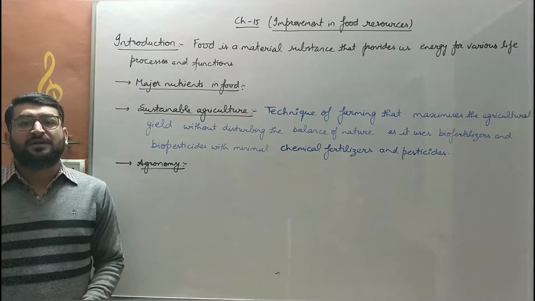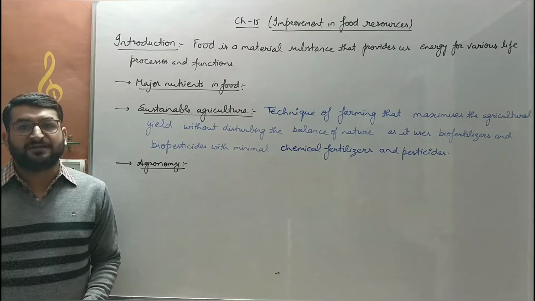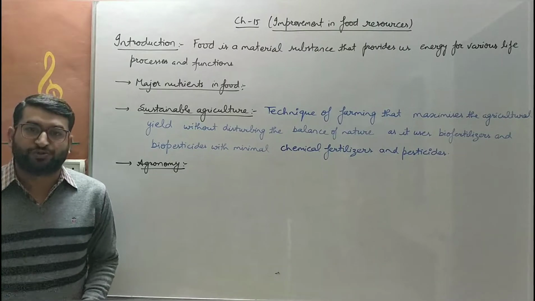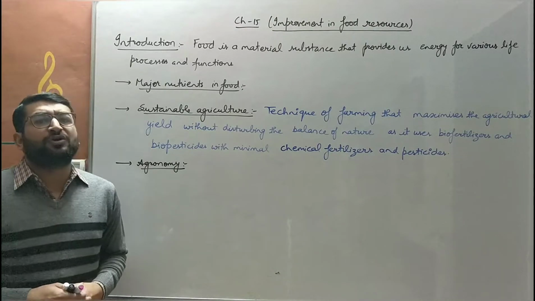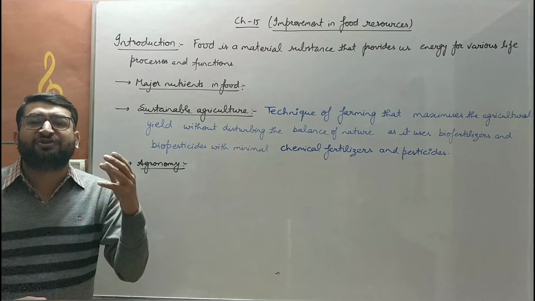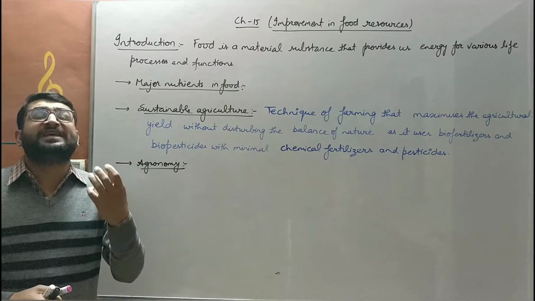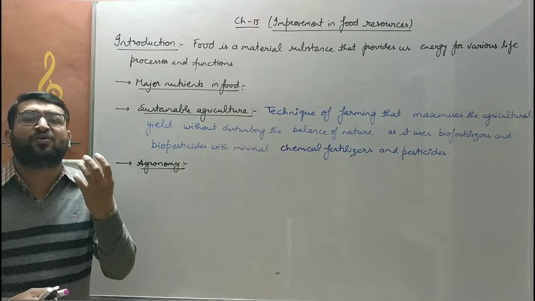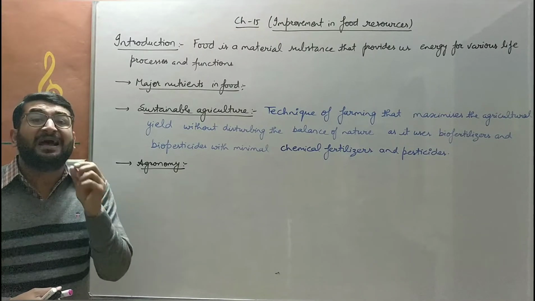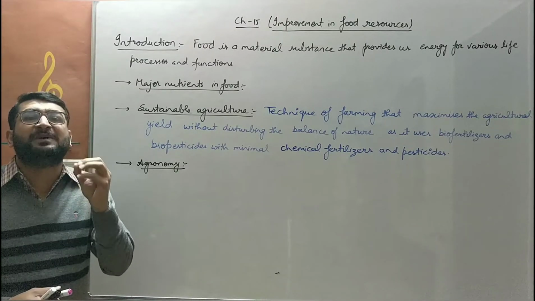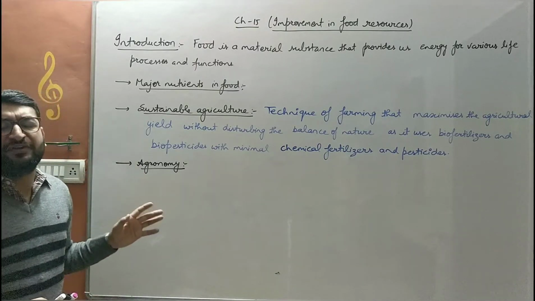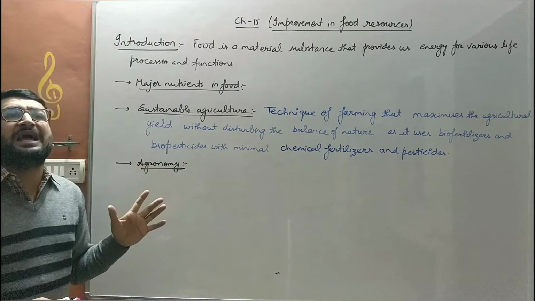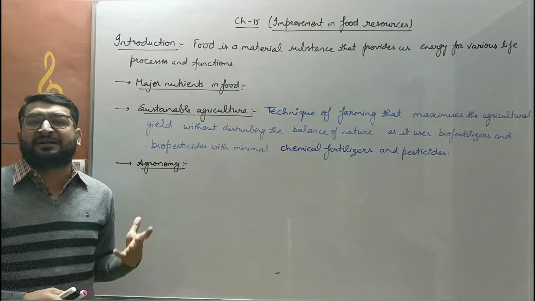Hello children, now we'll start chapter 15, Improvement in Food Resources. In this chapter, we'll discuss the crops, the various agricultural methods, how we can improve the quality and quantity of a crop, as well as the animal husbandry techniques which we are using. In the initial phases of the chapter, we'll discuss agriculture and the agronomic practices.